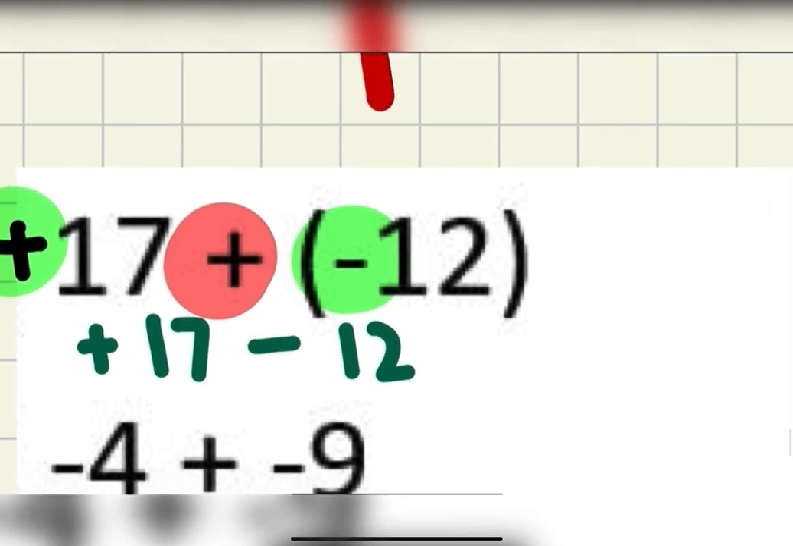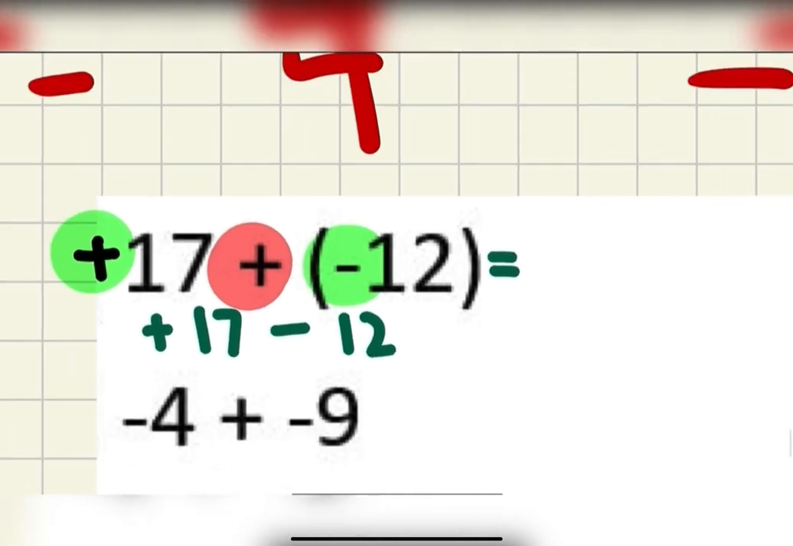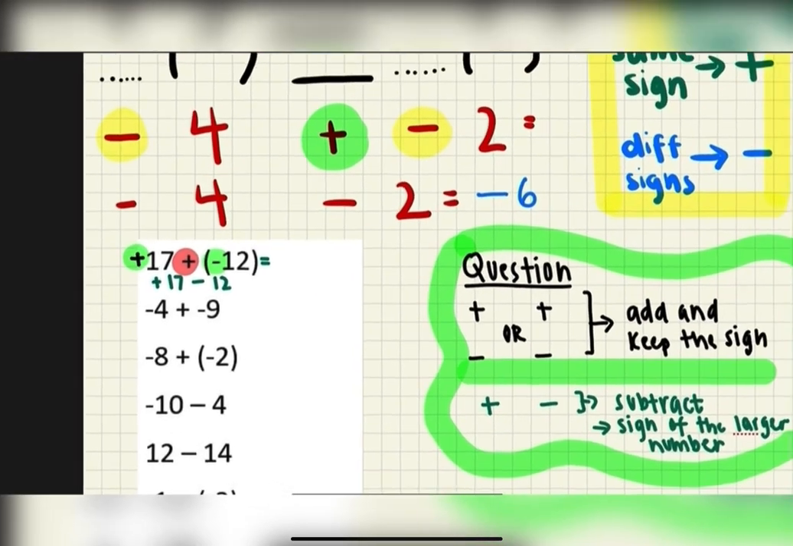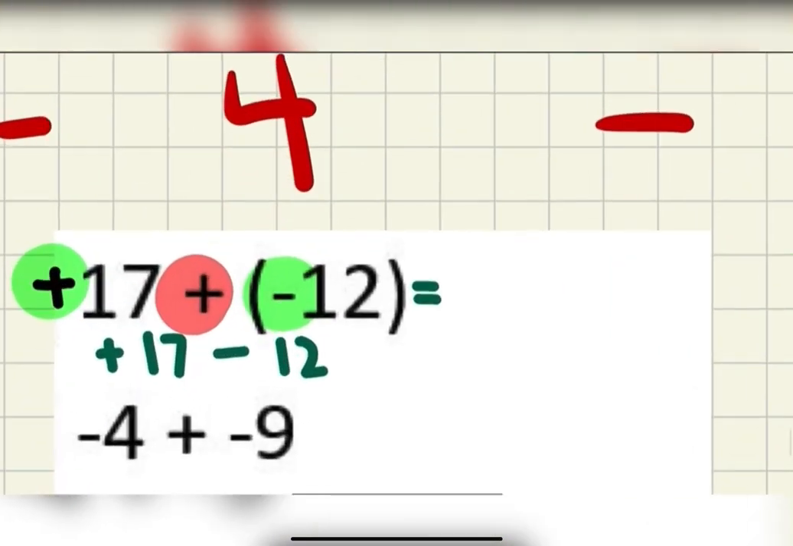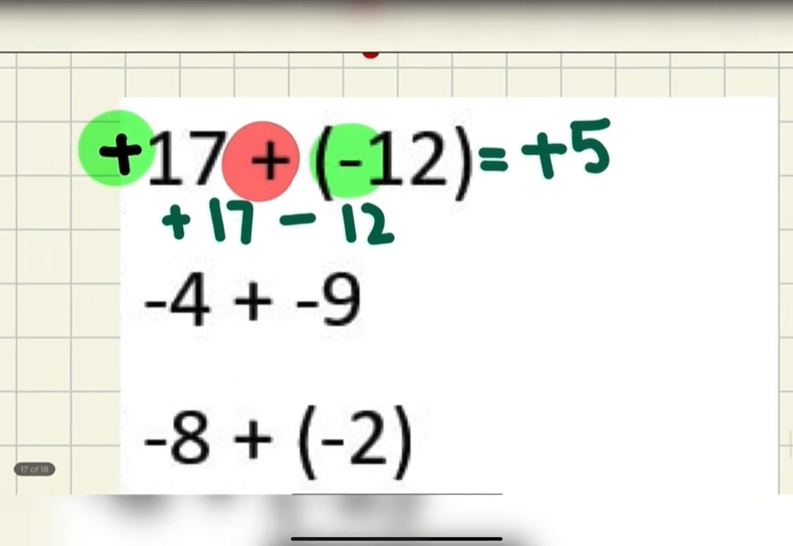Let's solve this. The next step in solving this would be to then look at the second set of rules right here, which says if you have two different signs, which is what we have right here, then the rule is to subtract and reuse the sign of the larger number. In this case, the sign of the larger number is positive. 17 is larger than 12, so positive is the sign of our answer. And we just subtract these two. 17 minus 12 is 5. That would be our answer. Let us look at one more question.